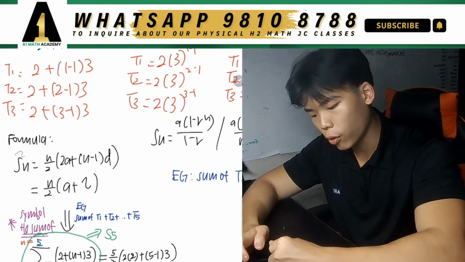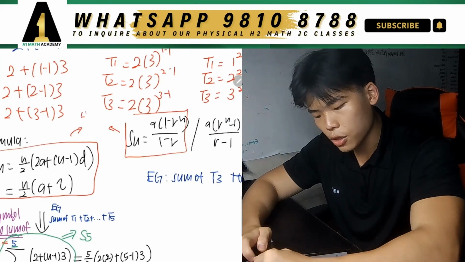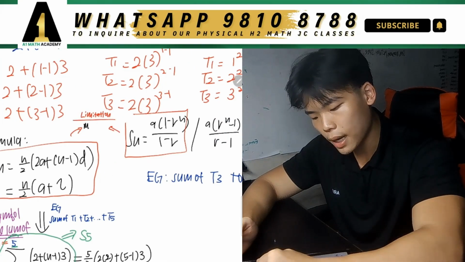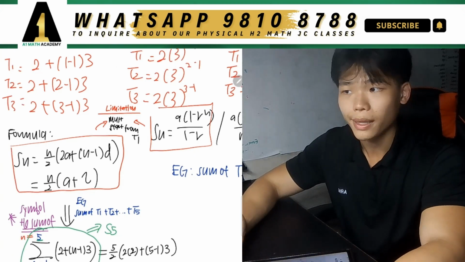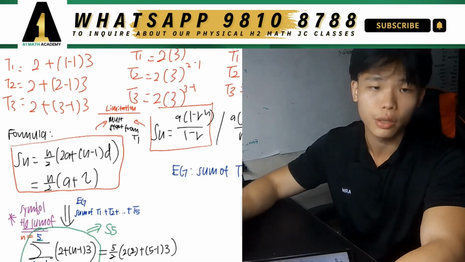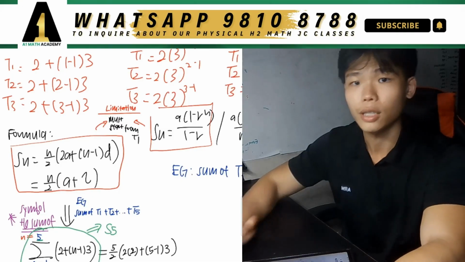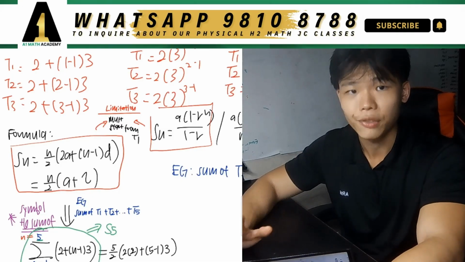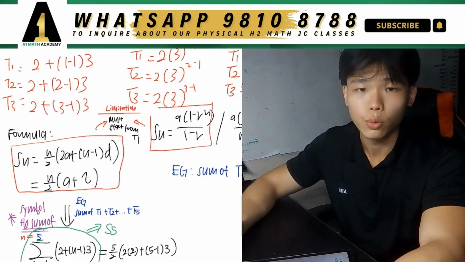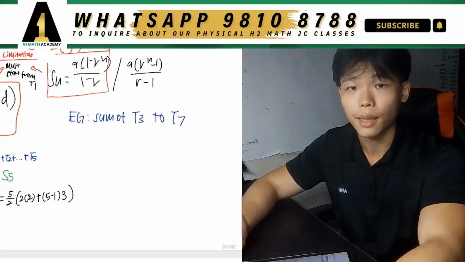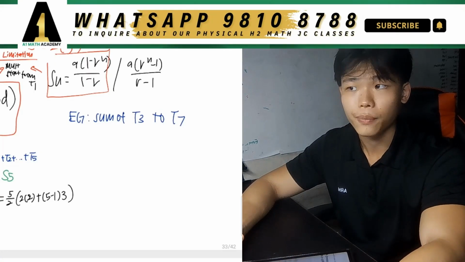Now, the limitation of these two formulas is that they must start from T1. So when I say S5, automatically it starts from T1, T2, T3, T4, T5. If I say S10, then I start from T1, T2, T3, T4, all the way until T10, then sum them up together. But in some cases, we actually don't want the sum of T1, T2. For instance, let's say I want the sum of T3 to T7 only. We need to exclude T1 and T2 from S7.